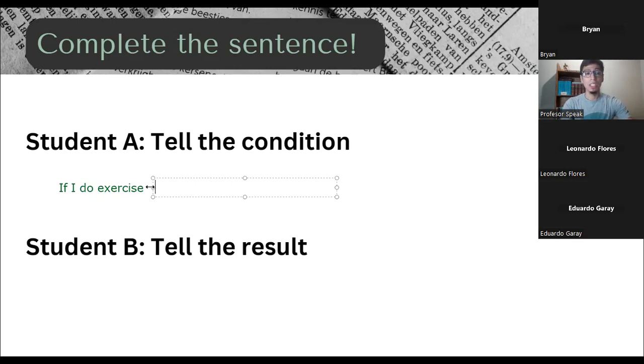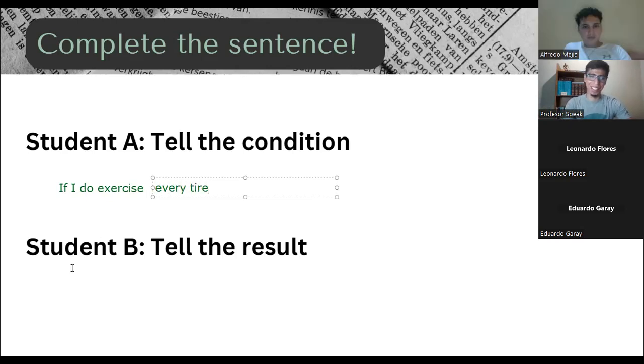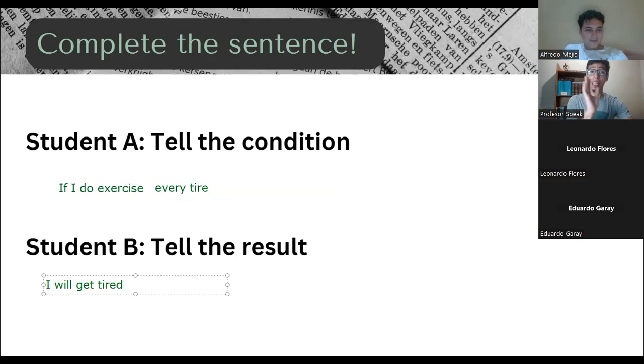Okay, perfect. So I will do exercise, and to add something that we have learned, we are going to use here a time expression. I will get tired. That is a condition if you don't want to keep this positive. I will get tired, but that is correct. That is correct, Eduardo. So we have now the condition and also we have the result.